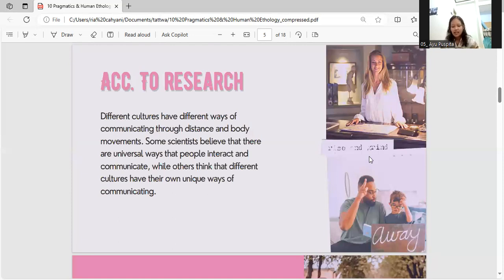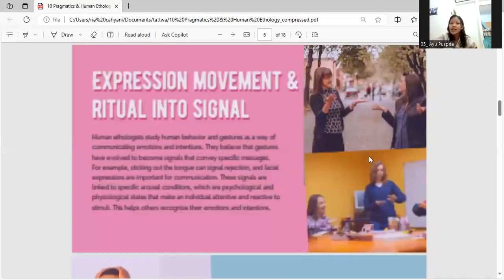And then in this chapter, according to research, different cultures have different ways of communicating through distance and body movements. Some scientists believe that there are universal ways that people interact and communicate, while others think that different cultures have their own unique ways of communicating. And the next subtopic will be presented by my friend. Thank you.